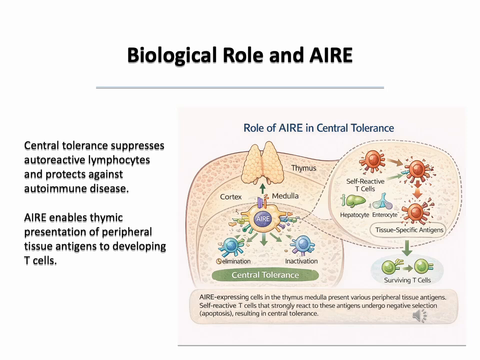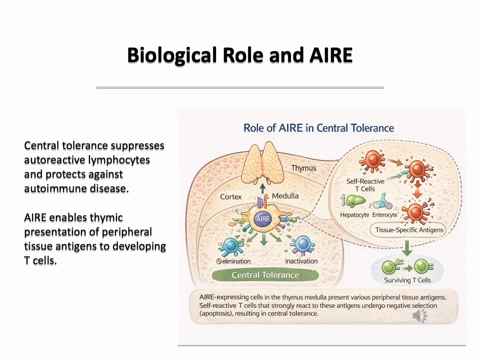AIRE allows thymic epithelial cells to express antigens that are normally found only in peripheral tissues such as the pancreas or skin. This enables the developing T cells to be exposed to a wide range of self-antigens during negative selection. As a result, T cells that could react against peripheral tissues are eliminated before they become fully mature.